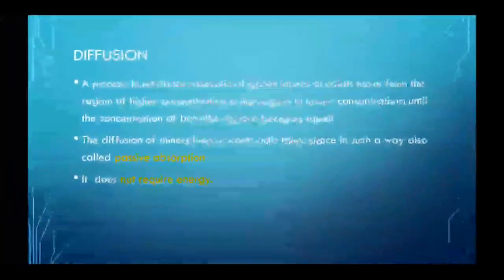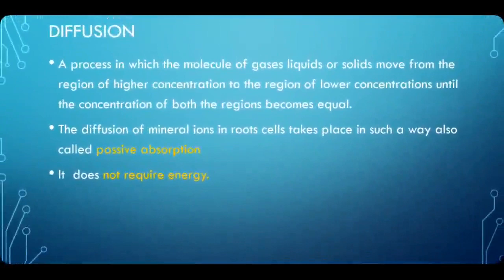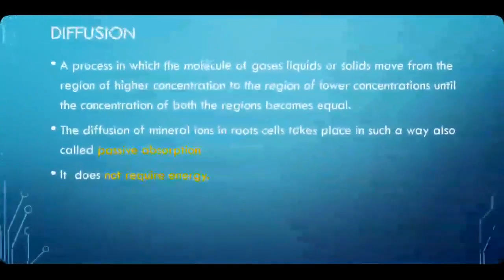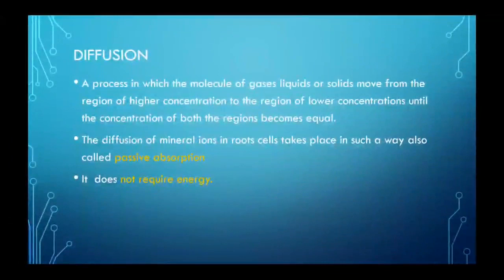Minerals are generally diffused into the root hair and transported to the other parts of the plant by diffusion, or by passive absorption, because diffusion is also called passive absorption. It does not require energy. No extra energy is required, because it is just by diffusion, along with the water, that it diffuses into the other parts of the plant. This is one process.